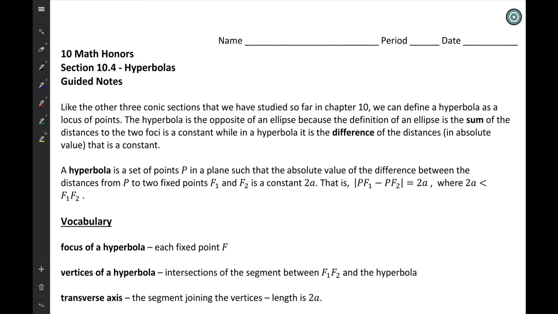So a hyperbola is the set of points P in a plane such that the absolute value of the difference between the distances from P to two fixed points, F1 and F2, is a constant 2a. That is, the absolute value of the segment PF1 minus the segment PF2 is equal to 2a, where 2a is less than the distance between the two foci, F1 and F2.